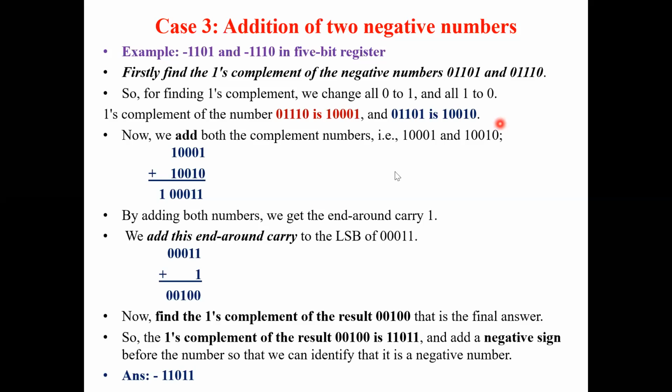Then what you do? I think I made a mistake. Then you add both the numbers, one below each other. If you are getting a carry, add that to the LSB. And once you have added it to the LSB, again take the ones complement.